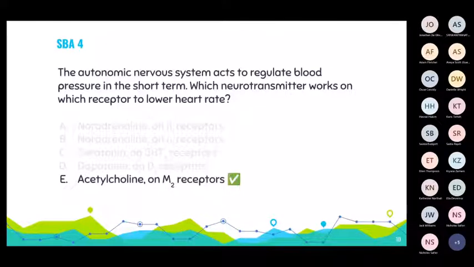It works on M2 receptors in the heart, and all it does is lower your heart rate. It doesn't do anything else. The parasympathetic nervous system doesn't have the power to control anything else, as I will hopefully explain a bit more in a sec. Oh, but not now, because it's another question.